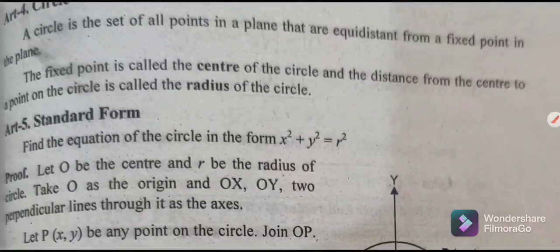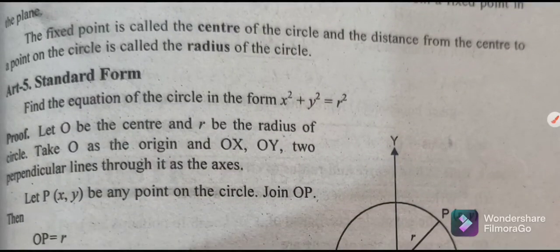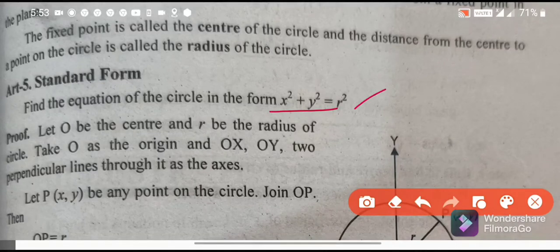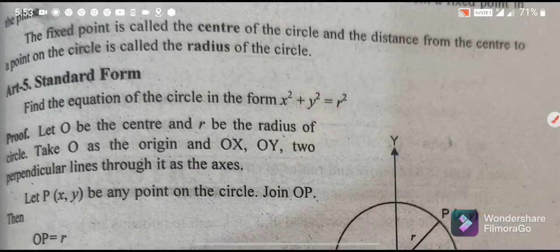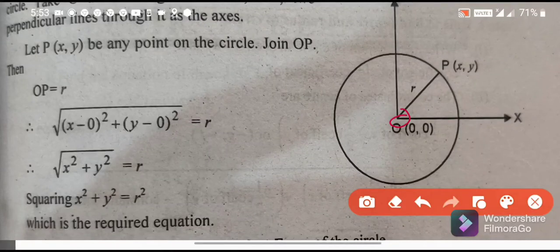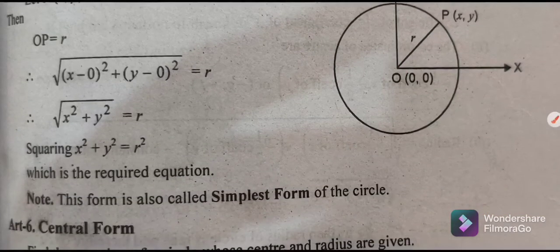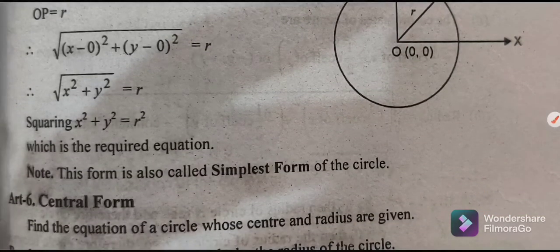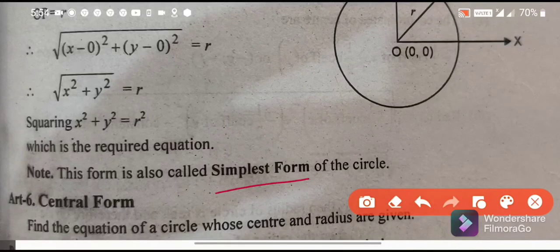Now, standard form: x square plus y square is equal to r square is the standard form of a circle, where r is the radius of the circle and the center of the circle lies at the origin (0, 0). Standard form of a circle is also called the simplest form of the circle.